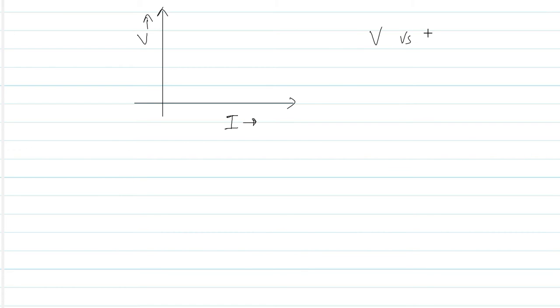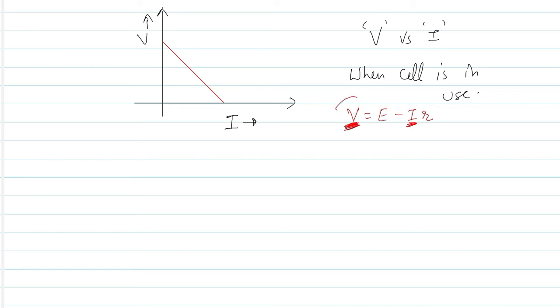So V versus I graph, right students? When the cell is in use, this graph appears something like this. Because when the cell is in use, we have V equals E minus Ir, and you have one variable as Y, the other as X. So from this equation you can see that you are having a negative slope. So from this we can get this type of graph, right students?